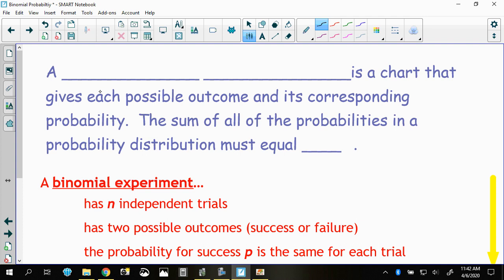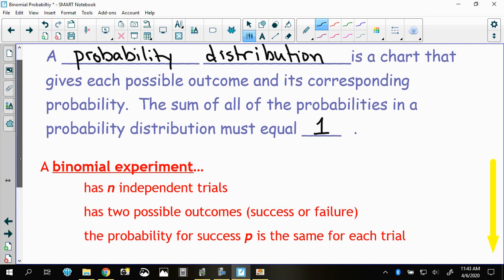So a probability distribution is a chart that gives each possible outcome and its corresponding probability. The sum of all the probabilities in a probability distribution must equal 1. If you'll remember from our very first day, we talked about how all total probabilities in a situation has to be a total of 1 or 100%.